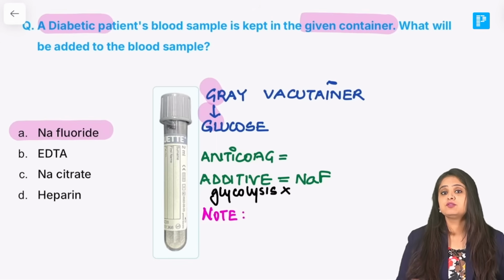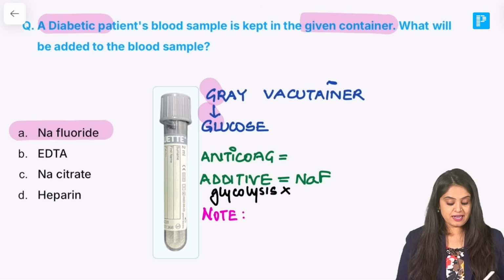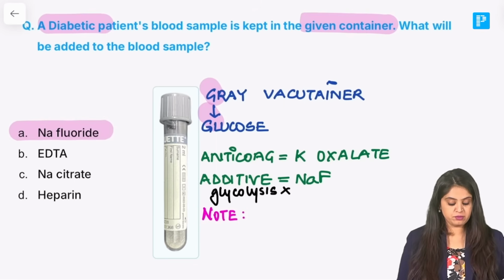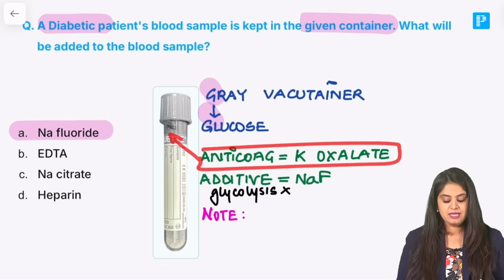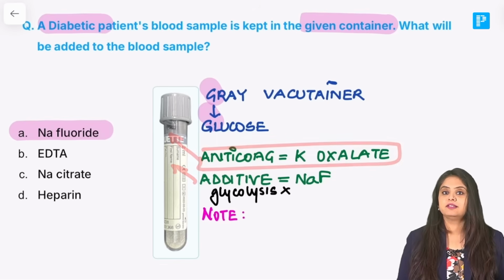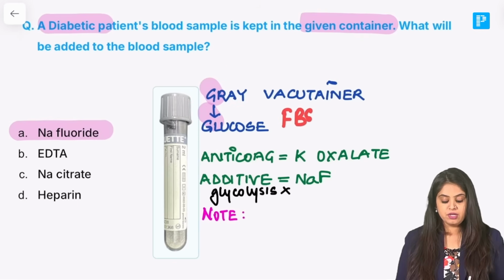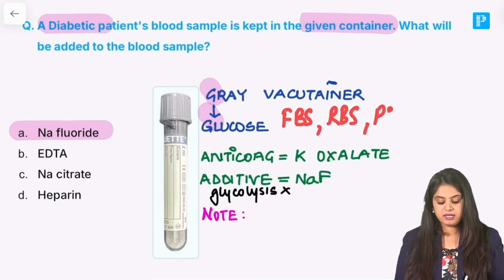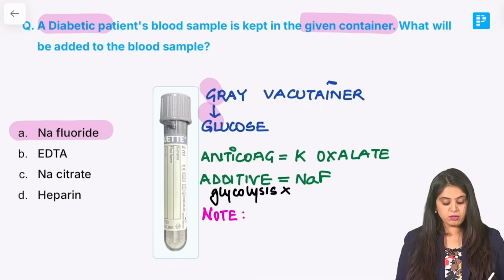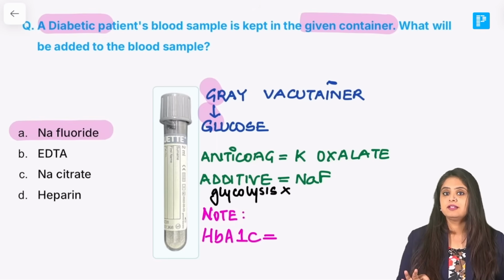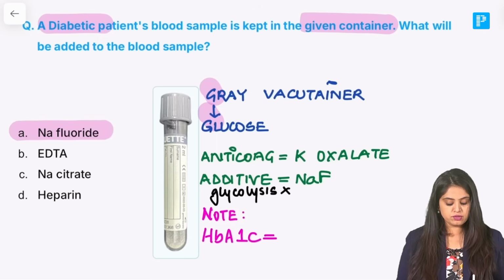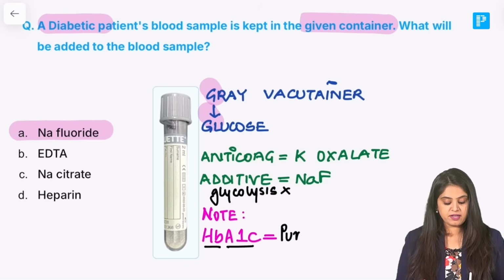But first step is to not let the blood clot. And as an anticoagulant, you are adding potassium oxalate. So potassium oxalate is the anticoagulant and sodium fluoride is the additive added in this. Every test of glucose is done in the gray Vacutainer, be it fasting blood sugar or random blood sugar or postprandial blood sugar. But please note, when you're talking about the 3-monthly levels, 3-monthly control, glycated hemoglobin, in this you're not just testing glucose but also hemoglobin. So hemoglobin testing is not done in gray Vacutainer. That is going to be done in the purple or the lavender color Vacutainer, which is going to contain EDTA as the anticoagulant.